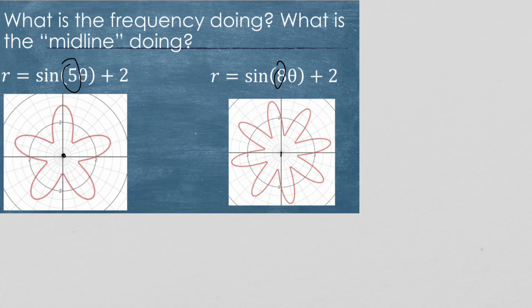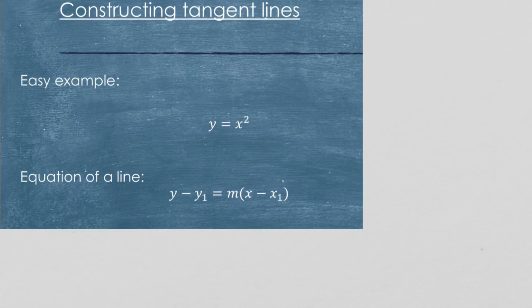Now we're going to get into tangent lines, specifically for polar graphs, polar functions. So make your title Constructing Tangent Lines. We're going to start with just a regular line, y equals x squared. We know an equation of a line, in point slope form, is y minus y1 equals m times x minus x1.